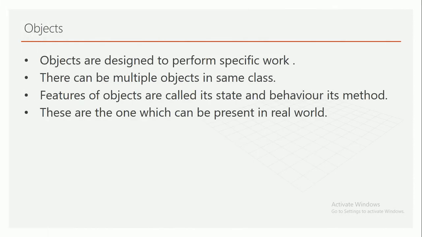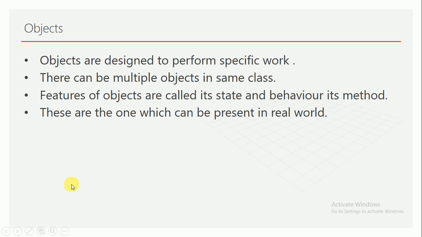Also, objects are designed to perform specific work, because as you can see, a TV is used to do a specific type of work. There can be multiple objects in the class. As I have told you, a class is a combination of a lot of related objects. A TV class consists of different TVs. It doesn't consist of cars, because it will consist of multiple objects which are related to each other. Features of the objects are called its states, and behavior its methods.